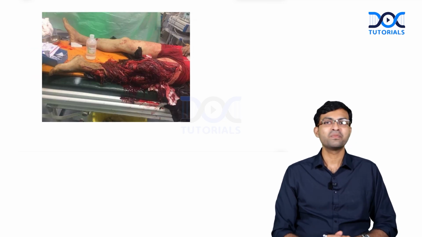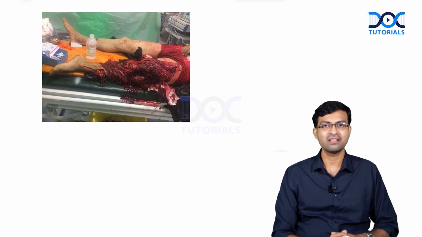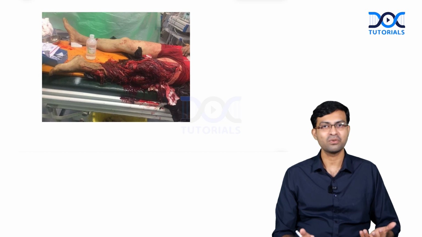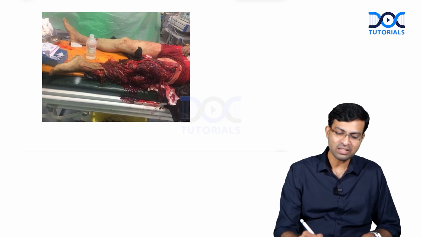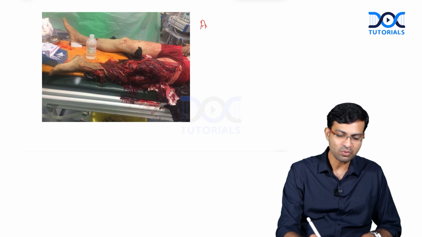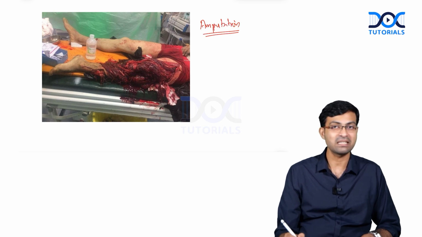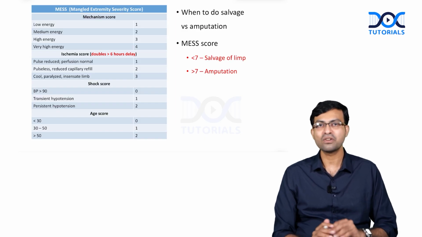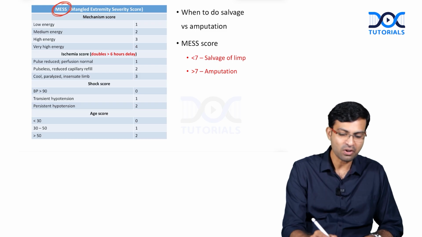Now sometimes a patient comes to you like this. You can see how bad the injury is, isn't it? Can you put an external fixation here? Can you do a flap cover? No, it is nearly impossible to save the limb of the patient, isn't it? When the injury is like this, you will have to do amputation. You will have to do amputation to save the patient's life. Now, there is a scoring system that we use to decide whether to do an amputation or not, which is called the MES score, or Mangled Extremity Severity Score.